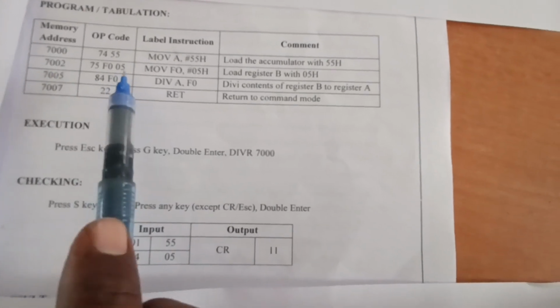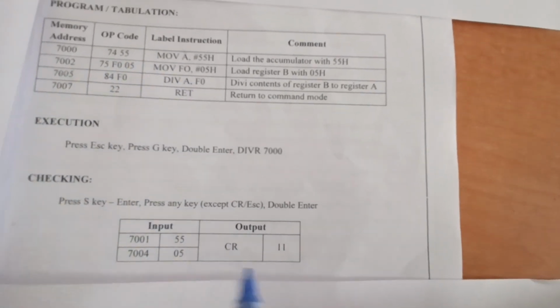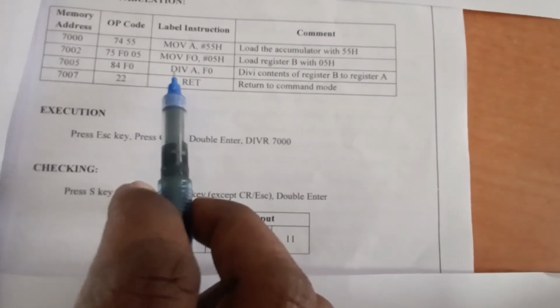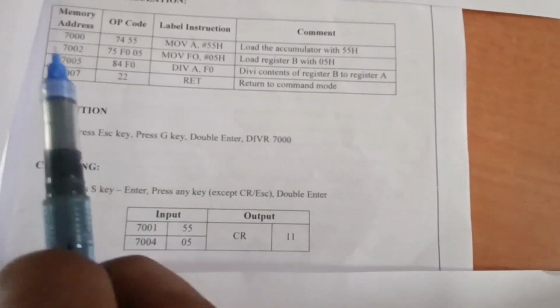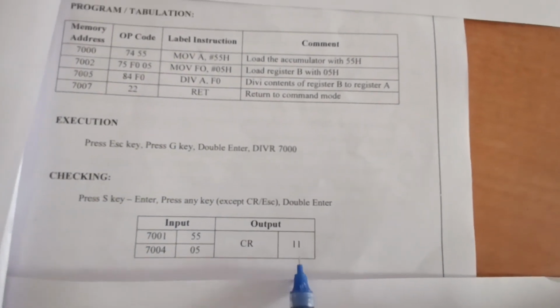11. This is a sample program for division. We give two values, one is 55 and another is 5. 55 is divided by 5, and we get the output 11. The only difference is that we use the division command, whose opcode is 84. So you type the program and execute it, and we can get the answer 11.